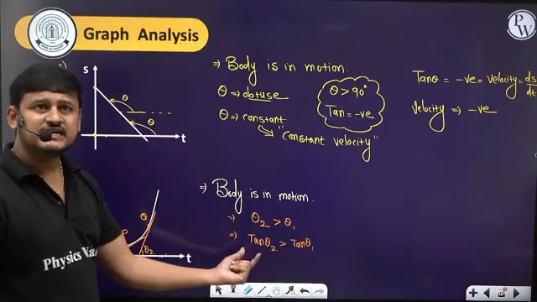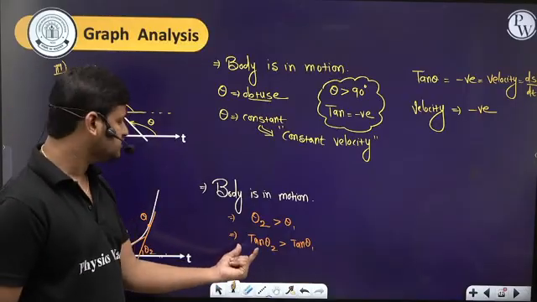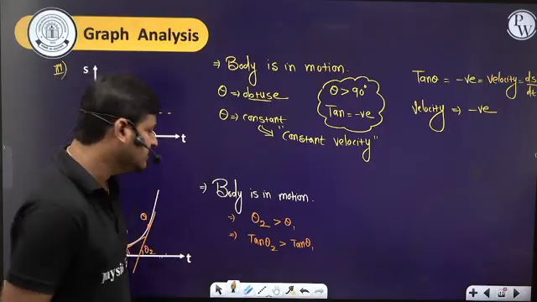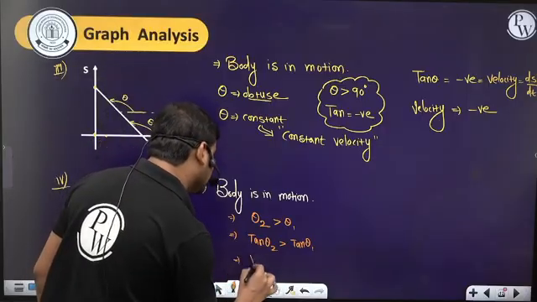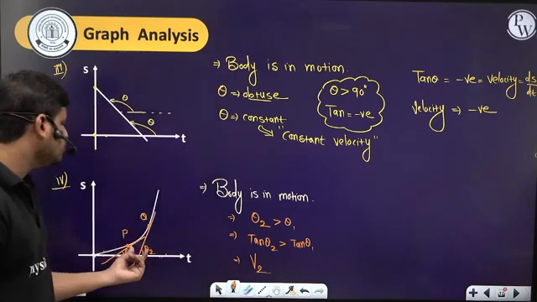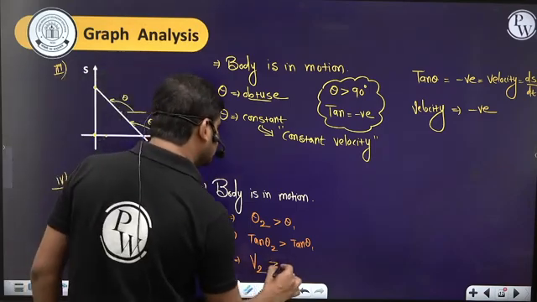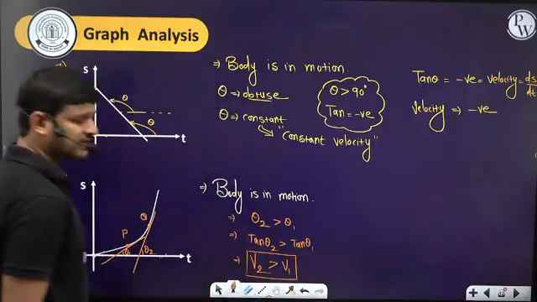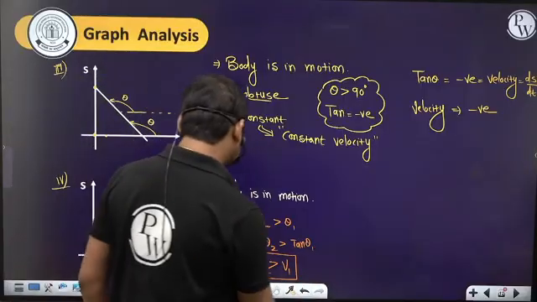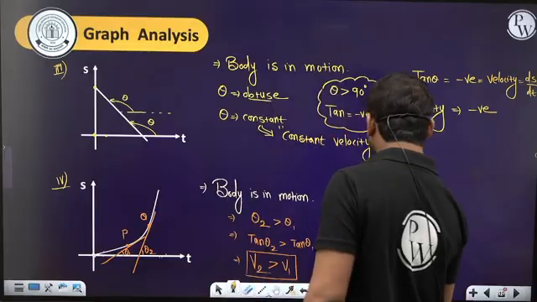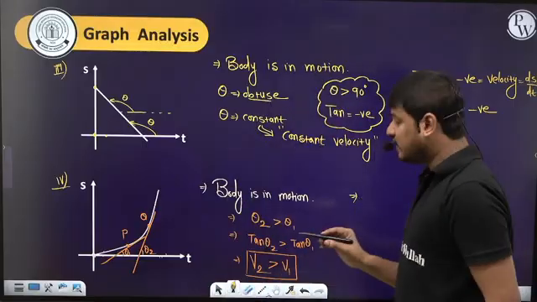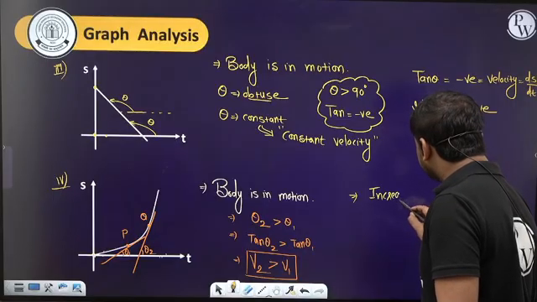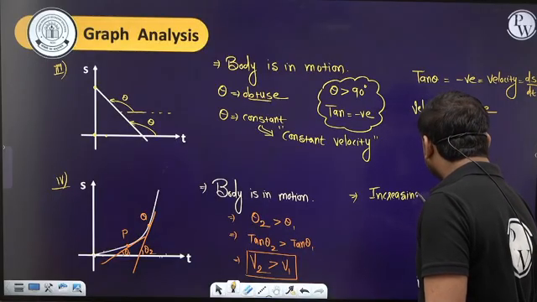So what is tan theta? The slope. The slope of what? The ST curve. The slope of the ST curve is nothing but velocity. So can we say the body's velocity at 2 will be greater than the body's velocity at 1, right? So from here I can say that the body is moving with increasing velocity.